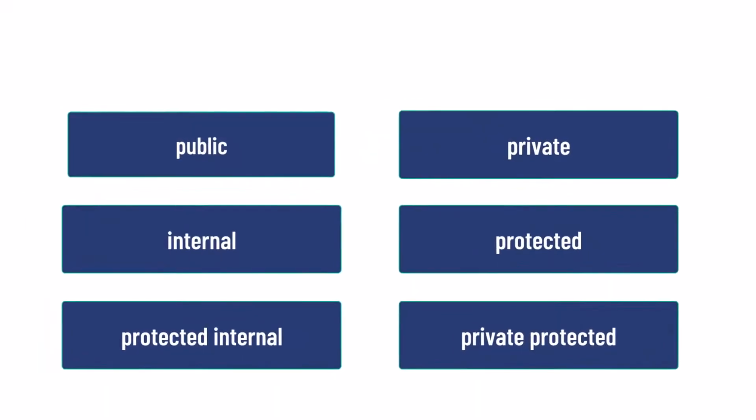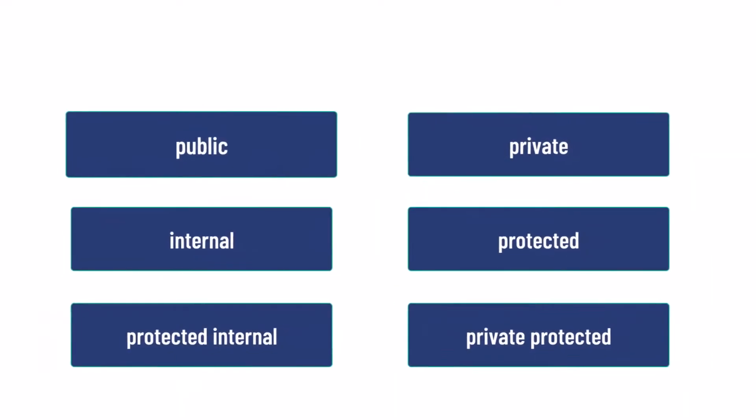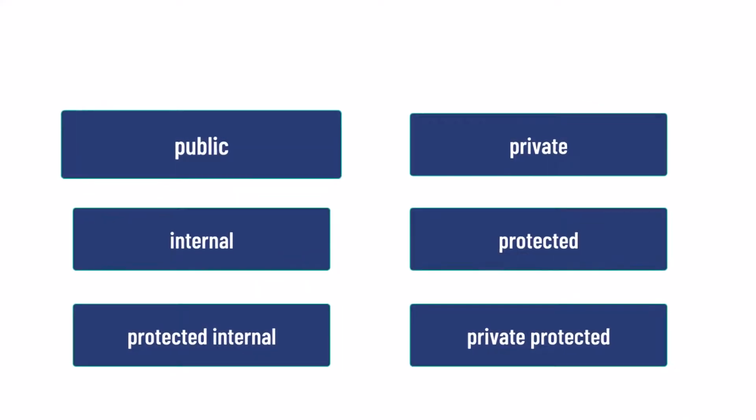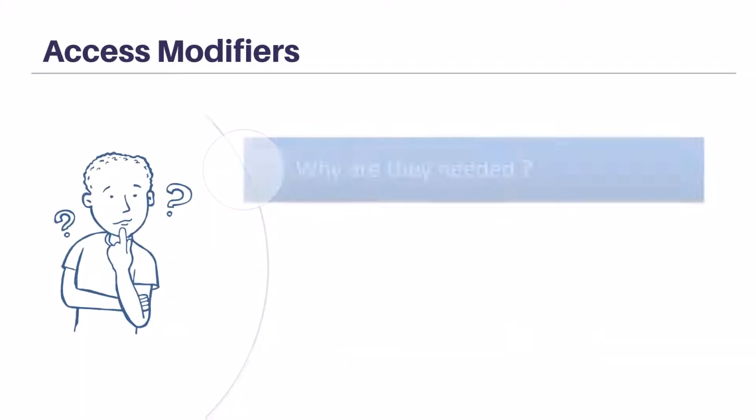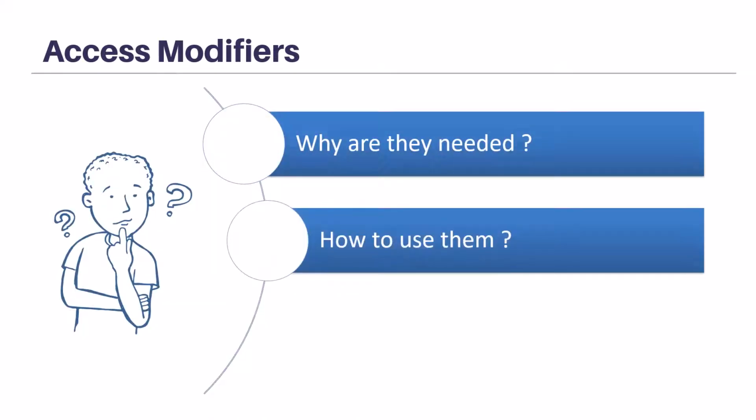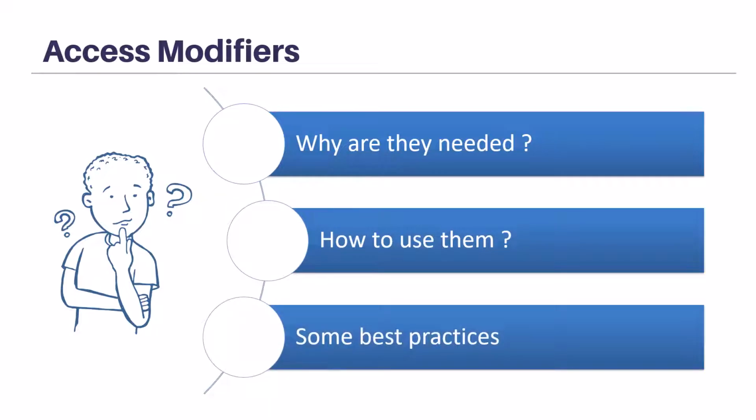Till now, in all the previous episodes, we have used the public access modifier while declaring classes and class members. There are a total of 6 different access modifiers in C Sharp, and we are going to discuss all of them in this episode. We will begin by discussing why access modifiers are needed, and then we will have a look at all the access modifiers one by one.